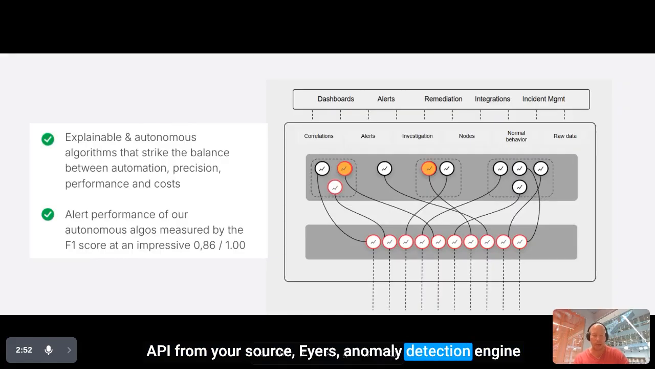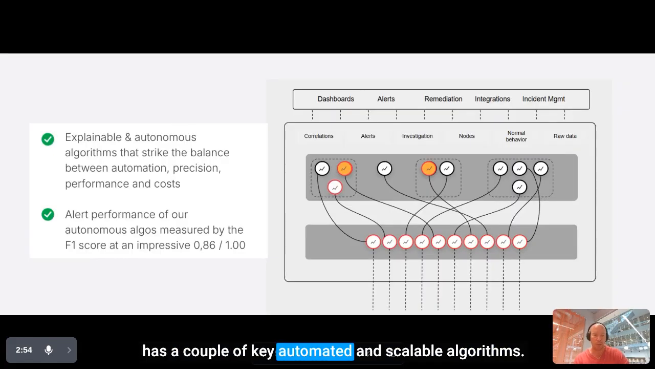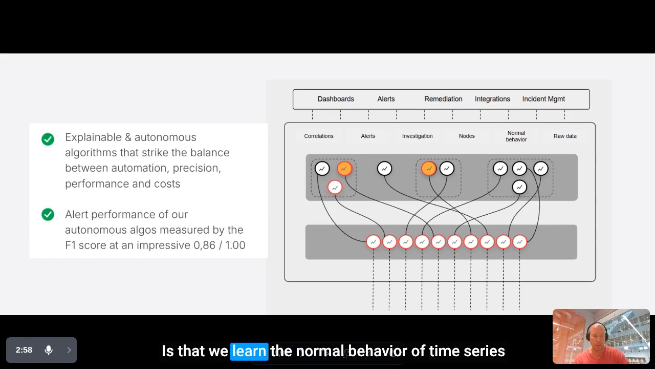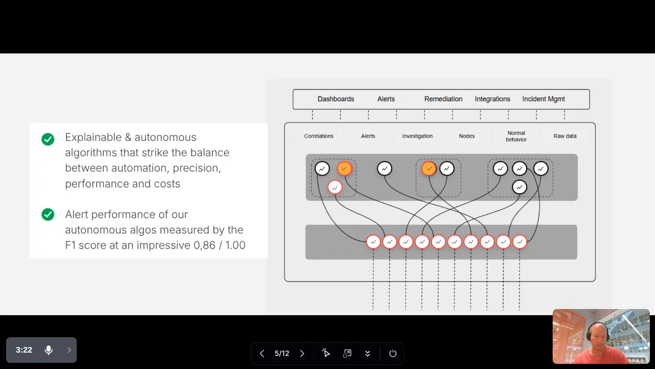Eyer's anomaly detection engine has a couple of key automated and scalable algorithms. One is that we learn the normal behavior of time series data. We learn how they cyclically behave every hour, day, week, and so on, which means that we have a highly granular understanding of how your digital assets or factories work based on the data we consume.